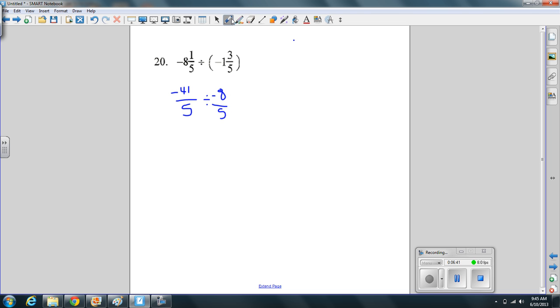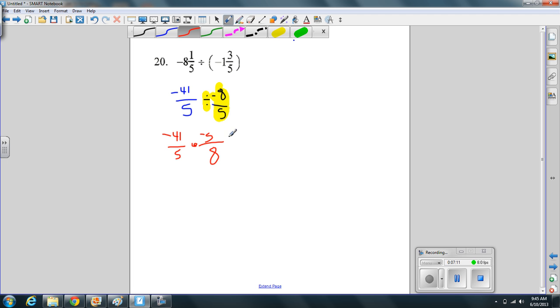Now remember, dividing by a number is the same as multiplying by the reciprocal. So negative 41 over 5 times negative 5 over 8. Again, if you're the kind of student who doesn't want to cross-reduce, it's okay. Just multiply 41 times 5. That'll give you positive 205 over 40, and then reduce that.